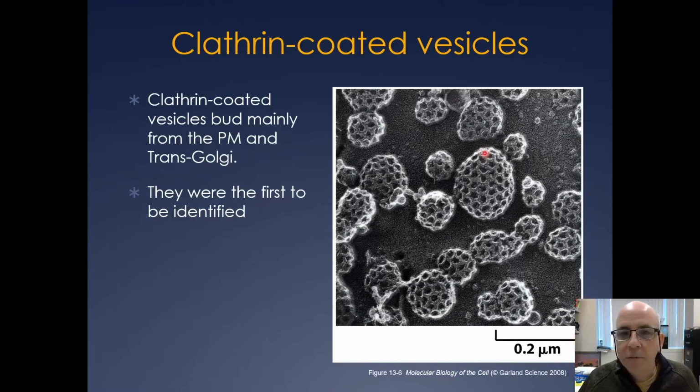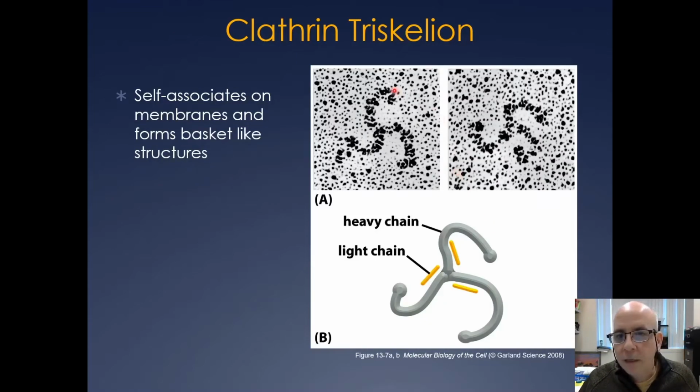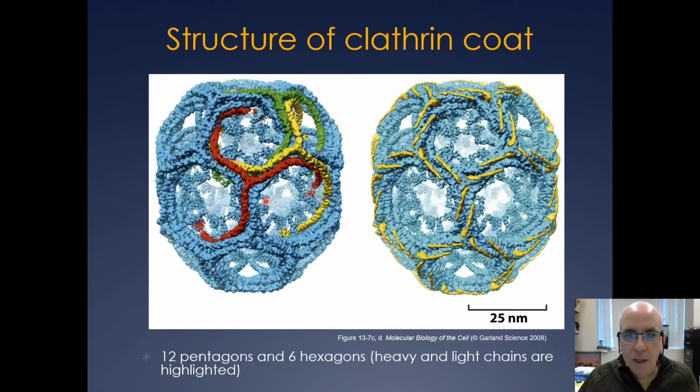Here's a great EM of the clathrin-coated vesicles, and once again they mainly bud off of the plasma membrane and the trans-Golgi compartment, and these were the first vesicles to be identified. Here's just the electron micrograph of the clathrin triskelion. This is the major coat protein in clathrin-coated vesicles. And here's just a little schematic of how it looks. There's a heavy and a light chain. Okay, and these self-associate on the membranes to help form this basket-like structure, almost like a soccer ball if you look at it.